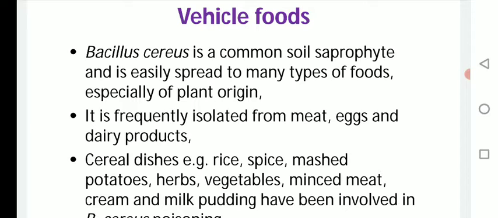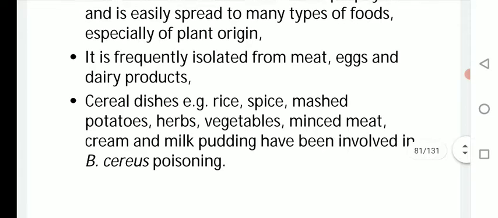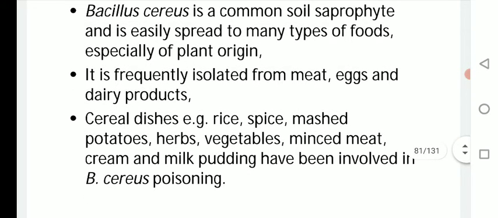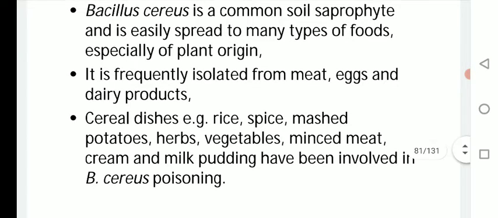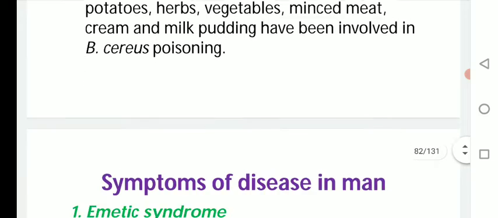Bacillus cereus is commonly found in soil and it is a saprophyte, and it easily spreads to many types of foods, especially of plant origin, and it is frequently isolated from meat as well as egg and dairy products. Cereal dishes, for example rice, spices, then mashed potatoes, herbs, vegetables, meat, and cream and milk pudding have been involved in Bacillus cereus poisoning. So these are different sources through which these bacteria can enter, and after ingestion of these kinds of foods, they can cause intoxication.